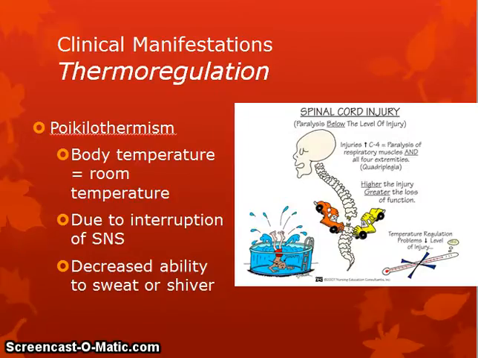Thermoregulation is the ability of the body to maintain its own temperature. A complication of spinal cord injuries, especially in the immediate period, is that their spinal column cannot send signals through the central nervous system anymore. And that means that your central nervous system cannot signal for the body to cool down or warm up with shivering or sweating. They're at risk for not being able to maintain their own body temperature. So then their body temperature drops to whatever their environment is.